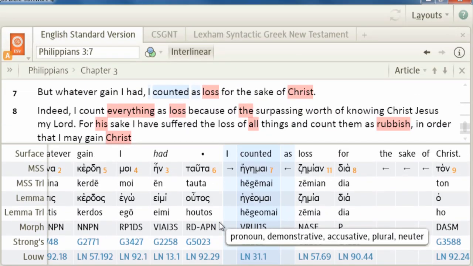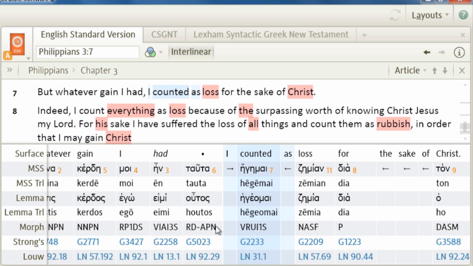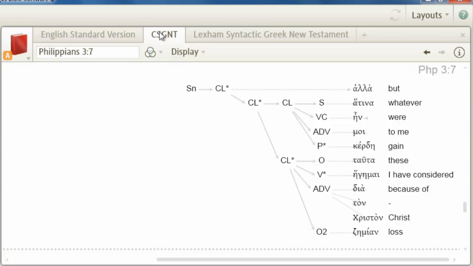Now back up here at the reverse interlinear pane, the line morph will tell you about the form of the word, what part of speech it is, its case and number and gender. But it doesn't tell you the function of the word. If you want to get to the function, what it's doing in a sentence or clause, you want to look at the Cascadia syntax graphs.